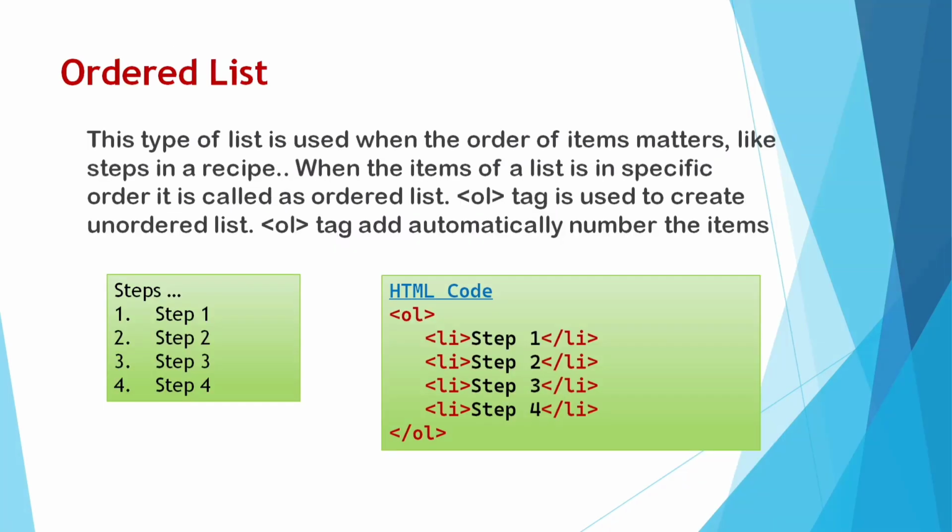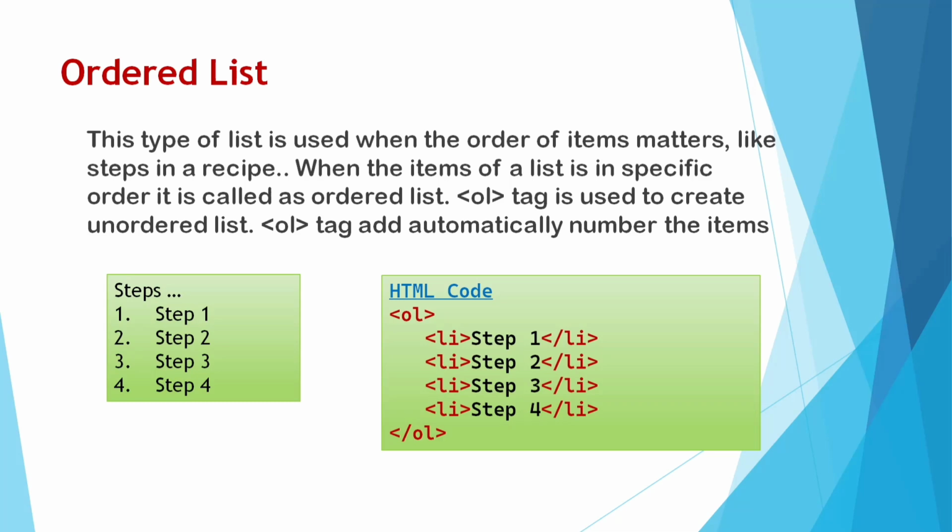Now we'll discuss the ordered list. We use this type of list when the order of the items is important. For example, when we are writing a recipe, the steps of the recipe are important. If you do step 3 or 4 of a recipe first, then you might not get the perfect dish, isn't it? So you have to follow the steps.